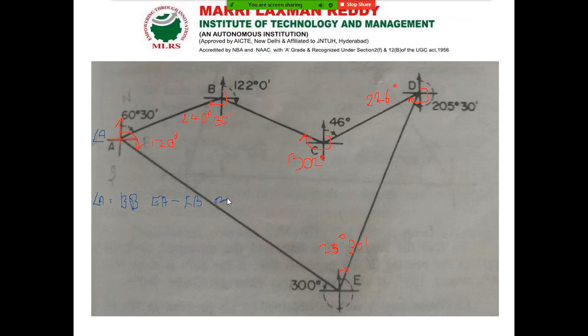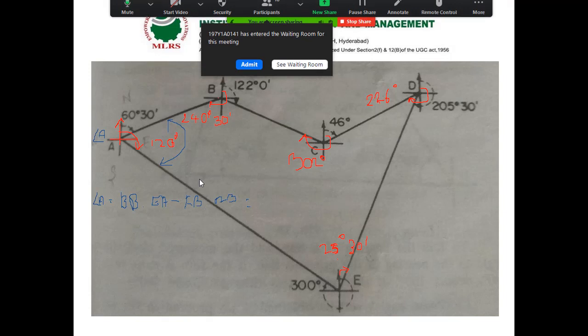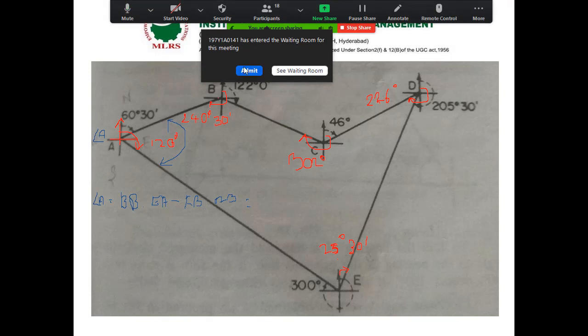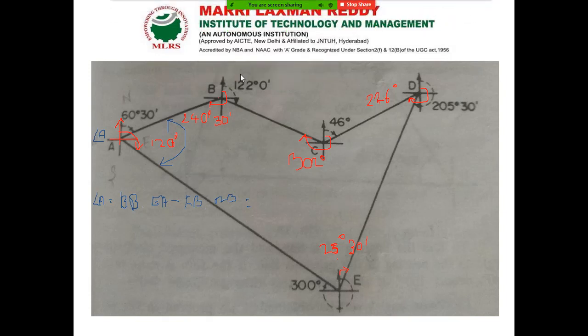So now the reading becomes, okay, 120 degree. So here included angle is nothing but this is our interior angle or included angle. So 120 degree minus 60 degree, 30 minutes. So that we are getting the included angle value as 59 degree, 30 minutes.